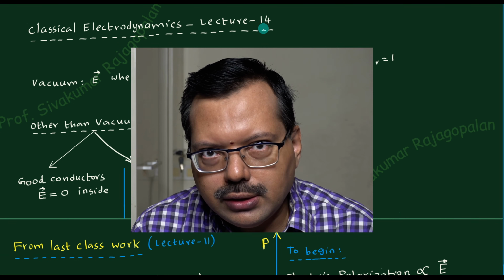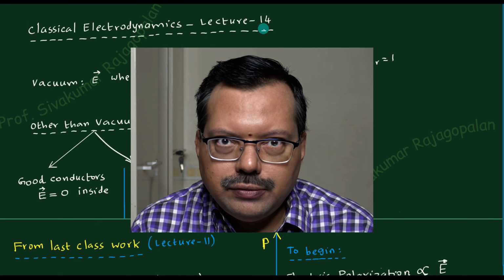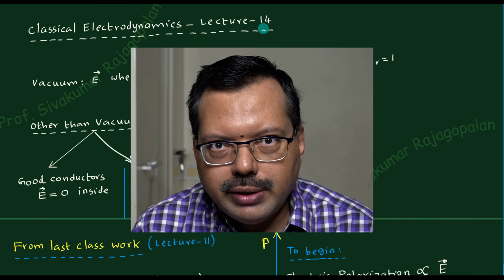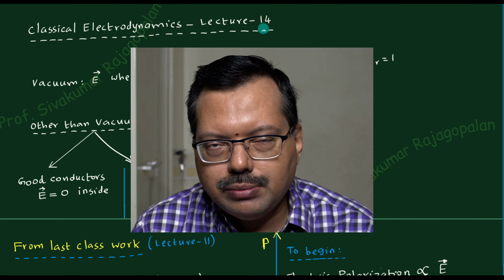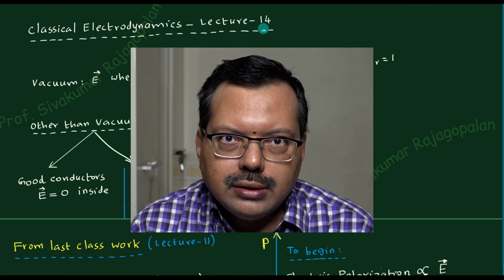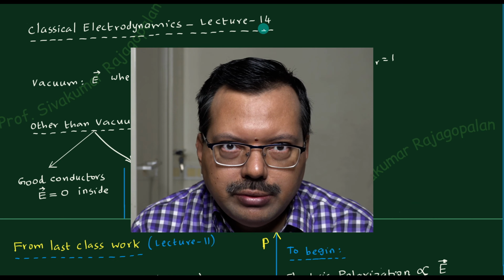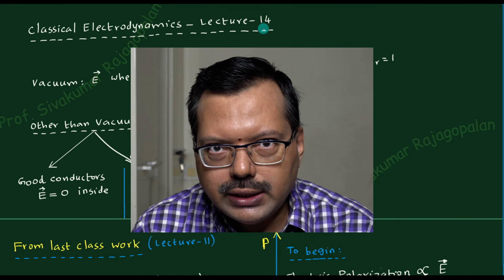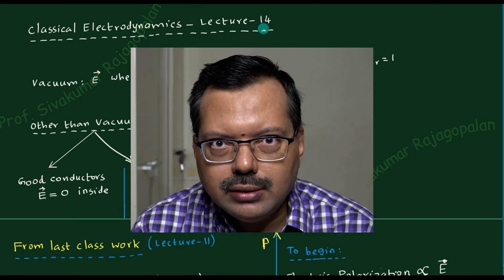For example, take a rectangular slab. If you take two rectangular slabs, one made up of glass, the other made up of, say, plastic, and you keep one on top of the other, then the junction between the two is what we call the interface. The interface between the two dielectrics is a plane.